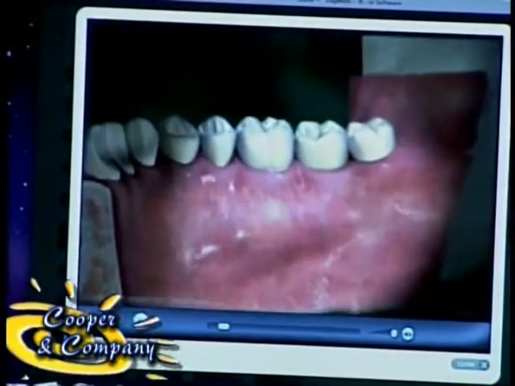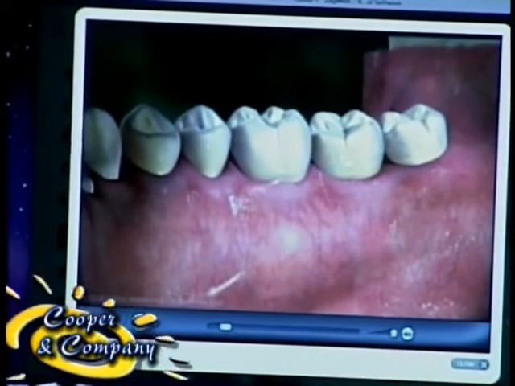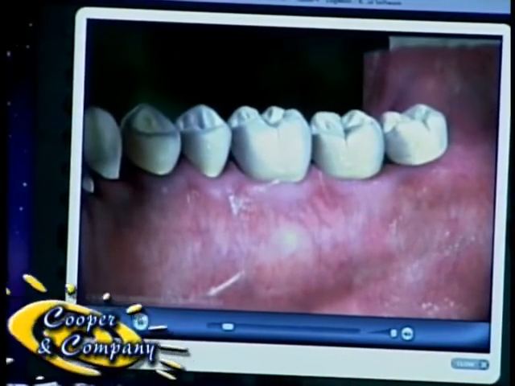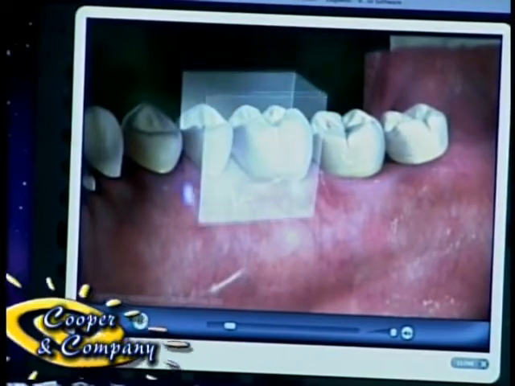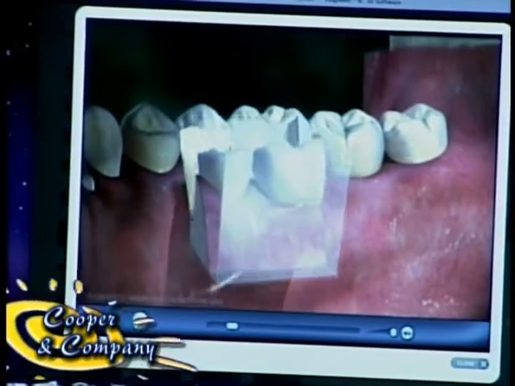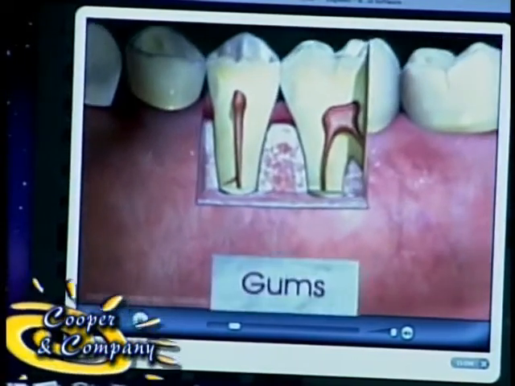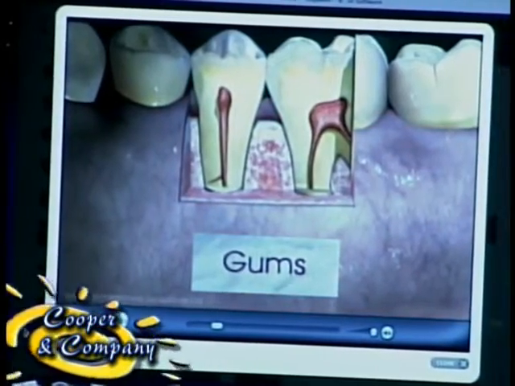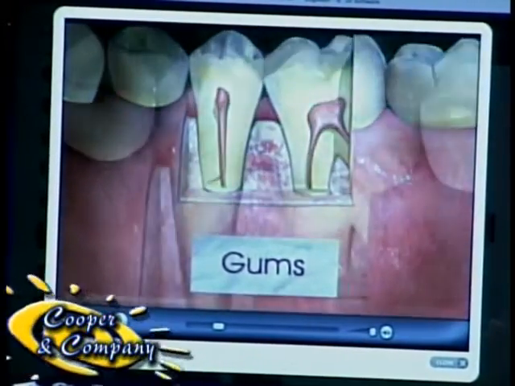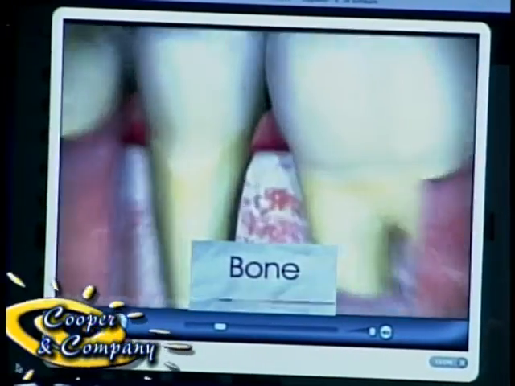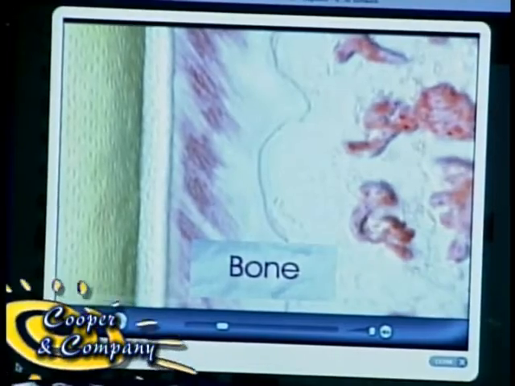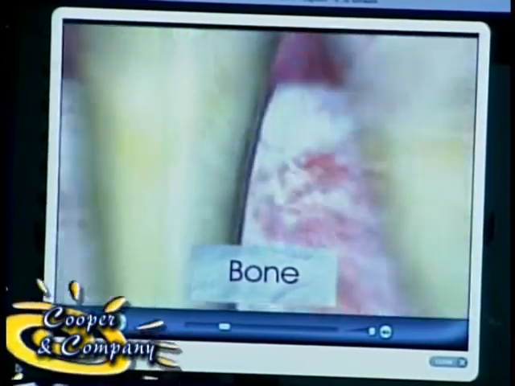Periodontal disease is the major cause of loss of teeth in adults. Perio means around, and dental refers to tooth. What is around the tooth? The gums, or gingiva in dental terms. Underlying the gums is the jawbone, surrounding the roots of the teeth, providing strength and stability.